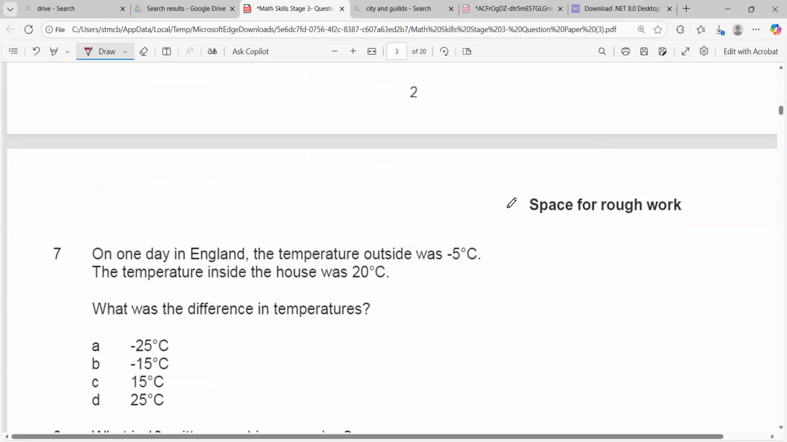As I said, guys, this is a British exam, so you always refer to England at times. On one day in England, the temperature outside was -5 degrees. The temperature inside the house was 20 degrees. What was the difference in temperatures? Have fun with that one here.